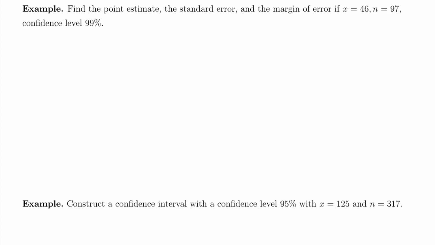So keeping those formulas in mind, we will now go to our first example. It says find the point estimate, the standard error, and the margin of error if x is 46, n is 97, and our confidence level is 99%. Let's begin with our point estimate. The point estimate's formula is p hat is x divided by n, so for us, that is 46 divided by 97.